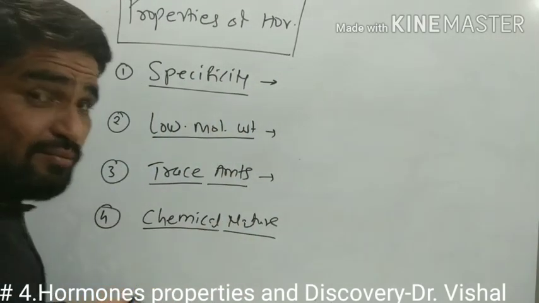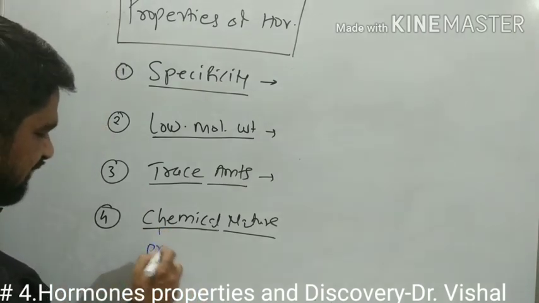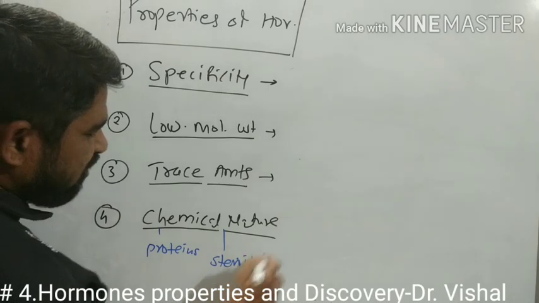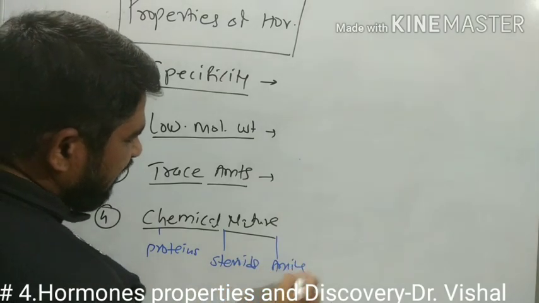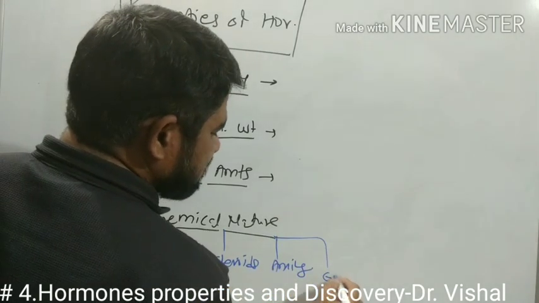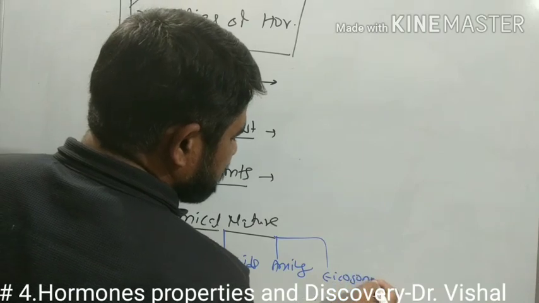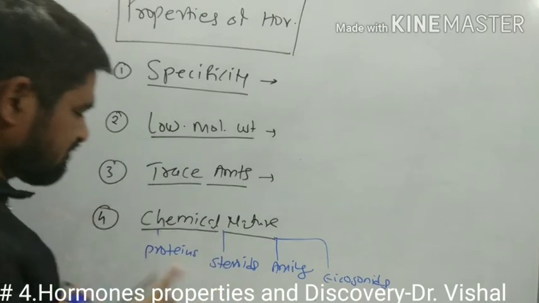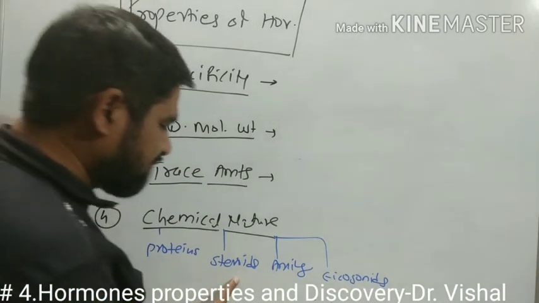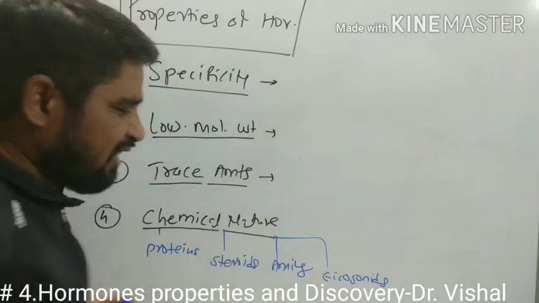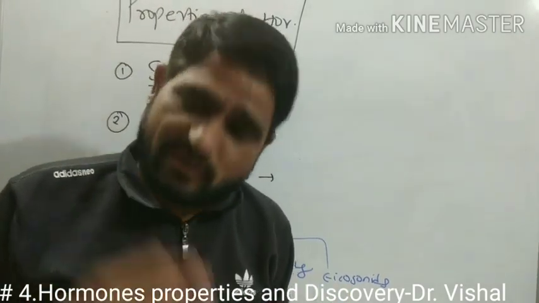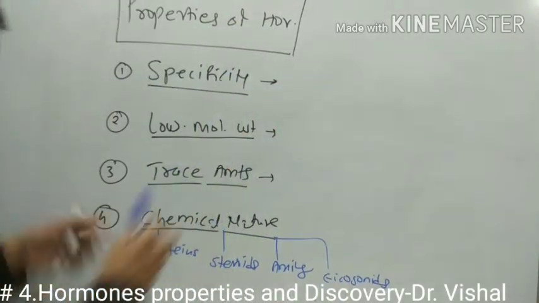Chemical nature. Hormones are chemically proteins also. Hormones are chemically steroids also. Hormones are chemically amines also, and hormones are chemically eicosanoids also. So this is a different classification of hormones. Some hormones are proteins or peptides, some hormones are steroids, some hormones are amines, and some hormones are eicosanoids. Some gaseous hormones have also been discovered, right? So these are some properties.